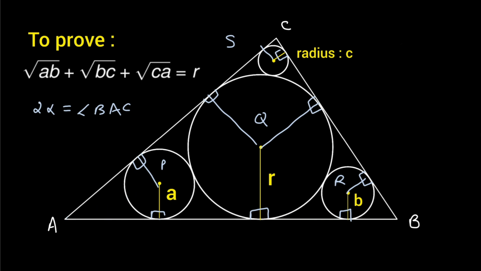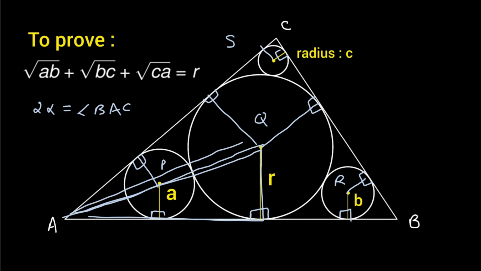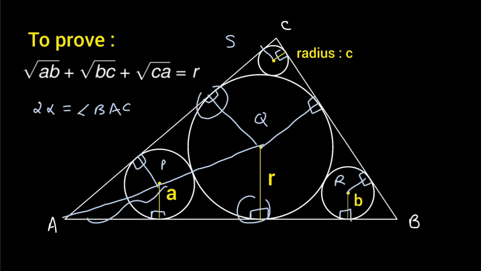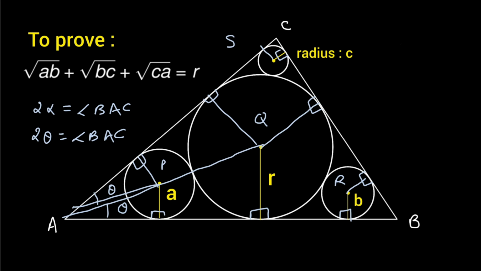Now let me remove this from here, and I will draw a line segment joining the points A and Q. Again look carefully at this triangle and that triangle. Both these triangles are again congruent because of right angle, common hypotenuse, and these two sides are equal because they are the radius of the middle big circle. So the rest of the things between them become equal. Therefore this and this angle become equal, and let it be equal to theta. So 2 times theta equals angle BAC, and for the previous case we got 2 times alpha equals angle BAC. Comparing both, we get theta equals alpha.